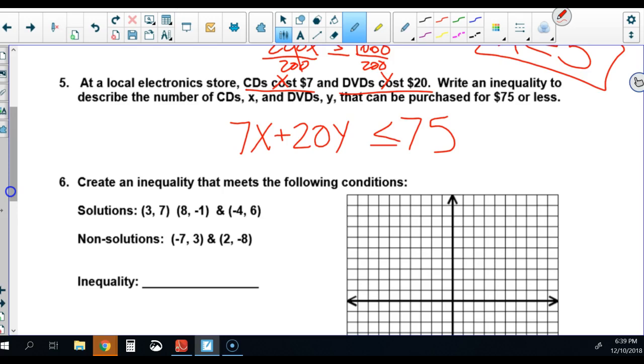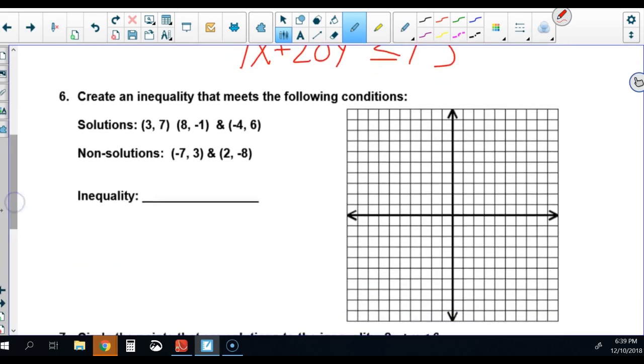Number 6. Create an inequality that meets the following conditions. Solutions are going to be 3, 7. That is here. 8, -1. So 1, 2, 3, 4, 5, 6, 7, 8. -1 is there. -4, 6 is there. These are solutions. So what I know about solutions is that they need to be in the shaded region.